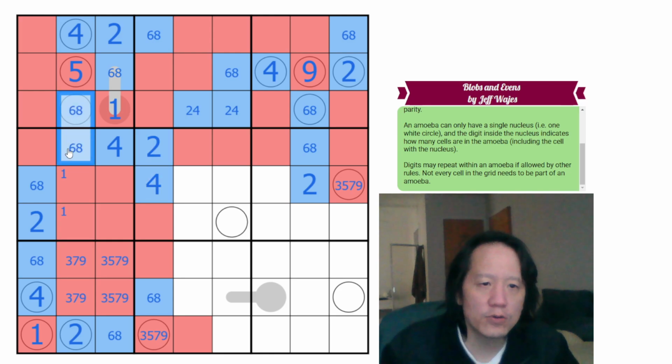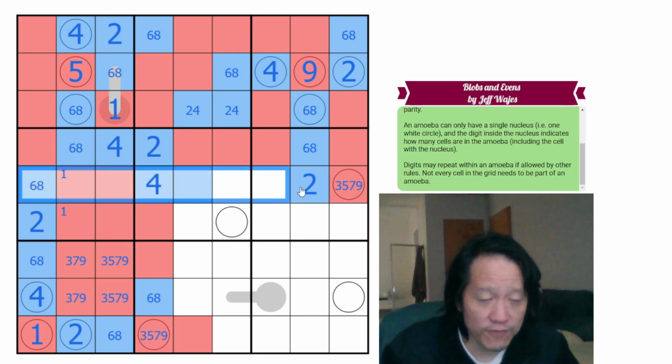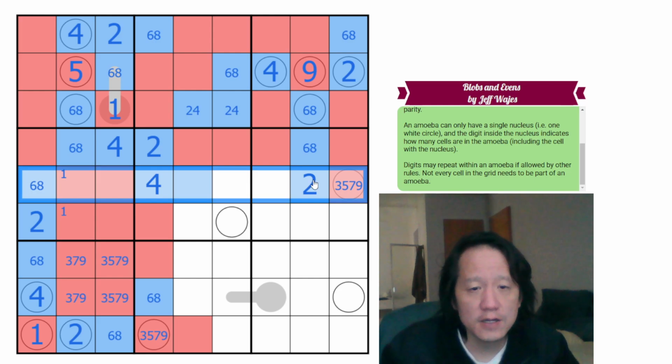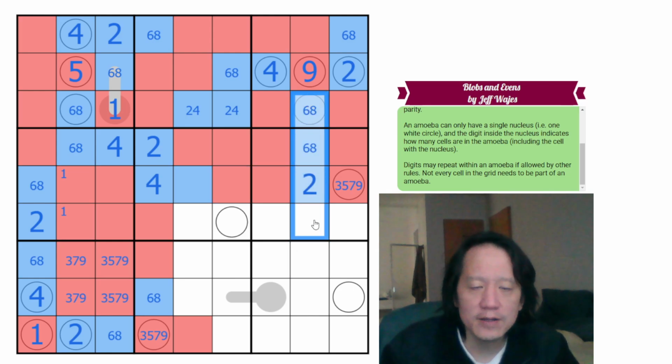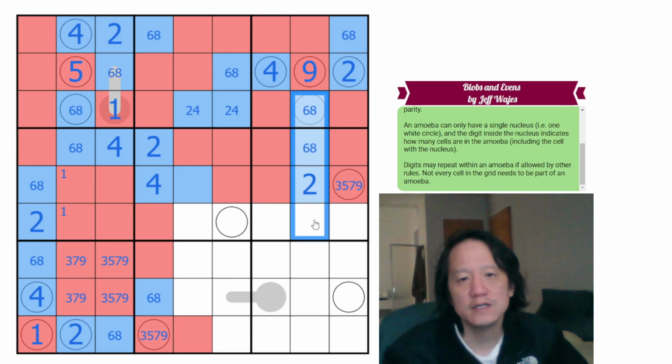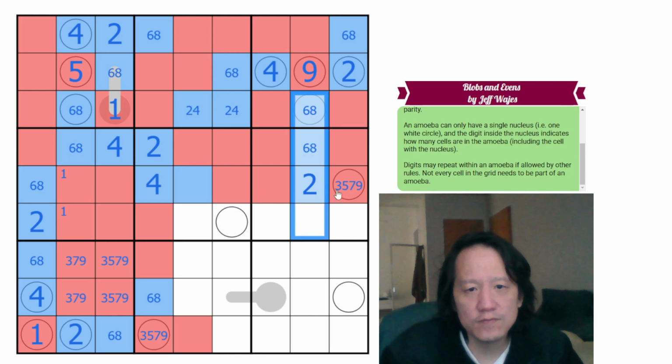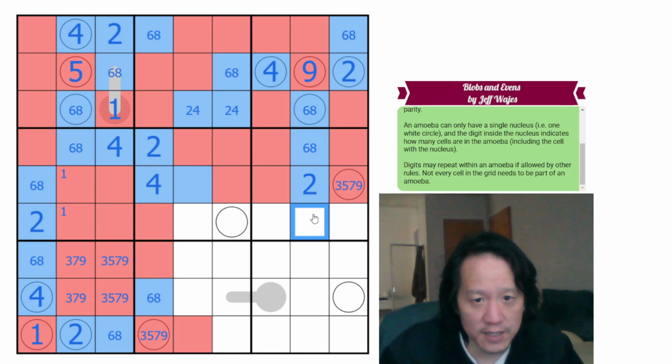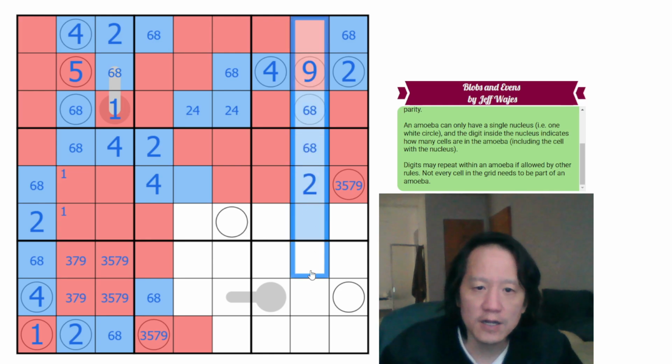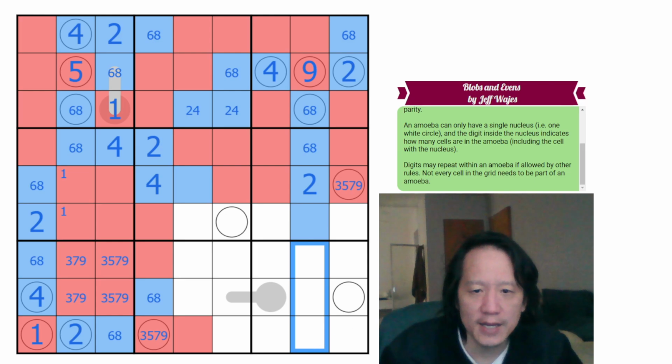This is 2 and 4. We also know this is at least 6, so therefore this is even. Since this is even, we have 4 evens in row 5, so the rest of the row cannot be even. Therefore, these are odd. This, again, must be at least 6 in length, so this has to be even. And now we have 4 evens in column 8, so the rest of the column cannot be even. Therefore, this is odd.